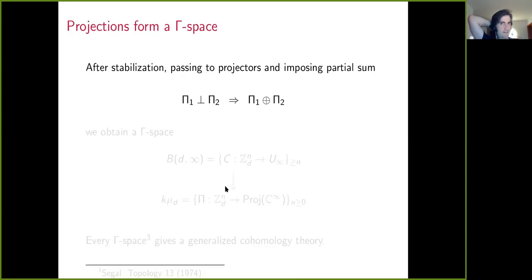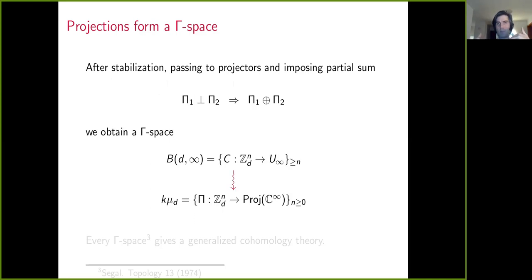So why did we pass to projectors? Essentially, the reason is that there's a connection to gamma spaces. A gamma space is an object introduced by Segal in algebraic topology to study certain stable spaces, which are called spectra, and also to define generalized cohomology theories. So after stabilization and passing to the projectors and then imposing the partial sum, and this partial sum is going to be important. If you have two projectors which are orthogonal, then you can take the direct sum and get another projector. So this is an operation on the level of projectors, and this operation is implemented by the definition of a gamma space. I'm not telling you what the gamma space is, but essentially this partial operation is the key point.